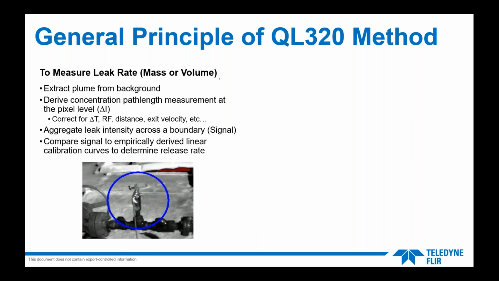Then the aggregate leak intensity across a boundary or signal is where we make the measurement. So this blue circle that you can see here, the plume, when it passes through that blue boundary, that is where the actual measurement is made with respect to mass or volume. And then we compare the signal to empirically derived linear calibration curves that are already preloaded into the algorithmic software of the QL320, and this will then determine a release rate.